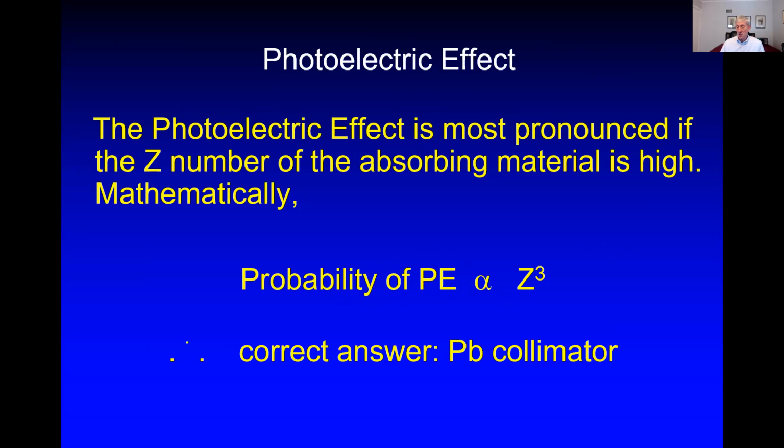It's a cube relationship. So if we go from Z to 2Z, this goes up by a factor of 8 because 2 cubed is 8. So it's almost a parabolic curve going up very rapidly. So that's the formula for the absorbing material. The probability is proportional to Z cubed. You could even think of it as density cubed, and you would still come up with the correct answer.